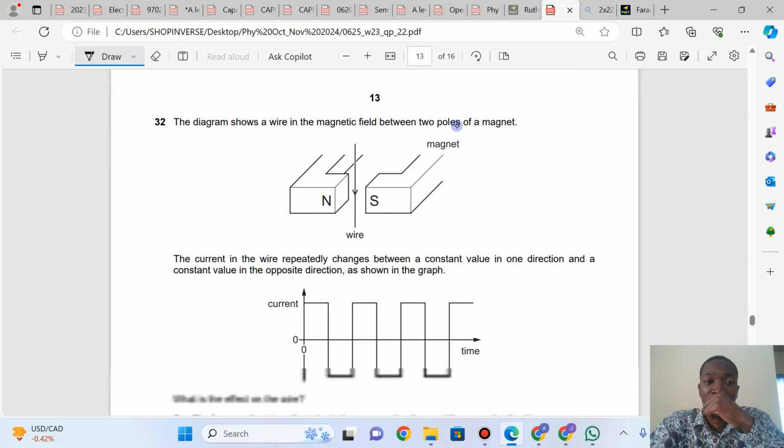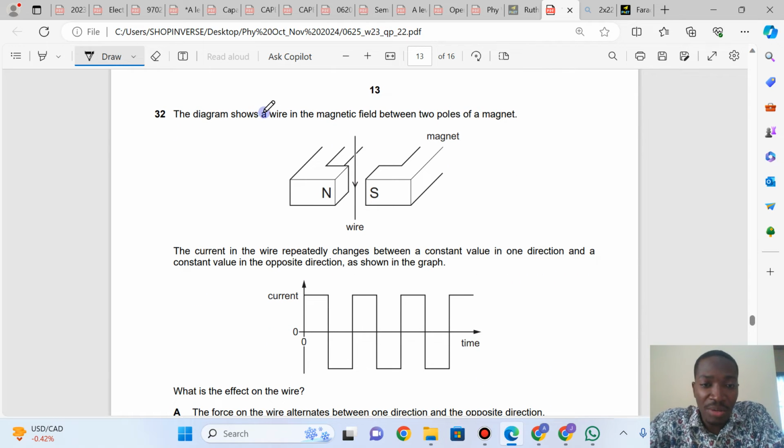Let's go straight to question 32. The diagram shows a wire in the magnetic field between two poles of a magnet. The current in the wire repeatedly changes between a constant value in one direction and a constant value in the opposite direction. This simply means current flows downward, then current flows upward, current flows downward, current flows upward. That's what we have here.